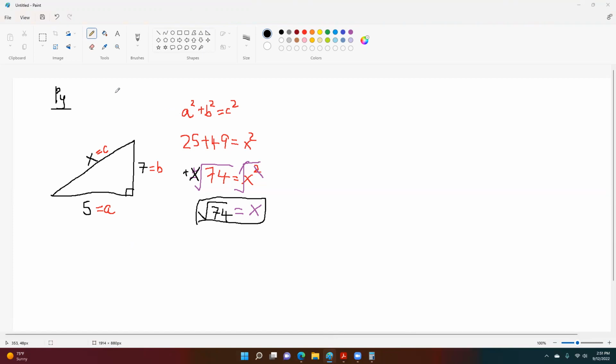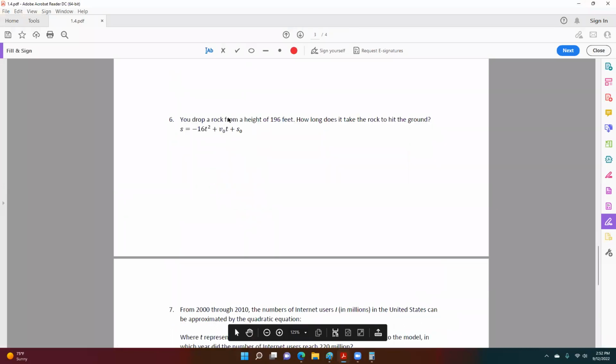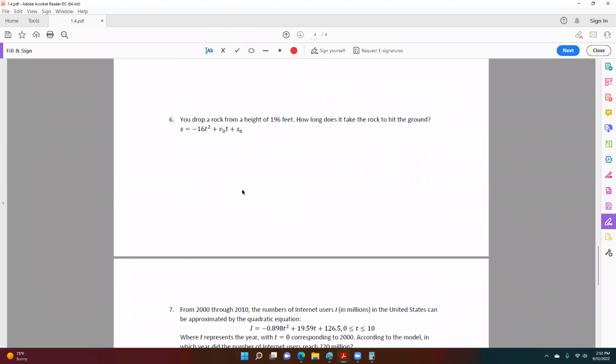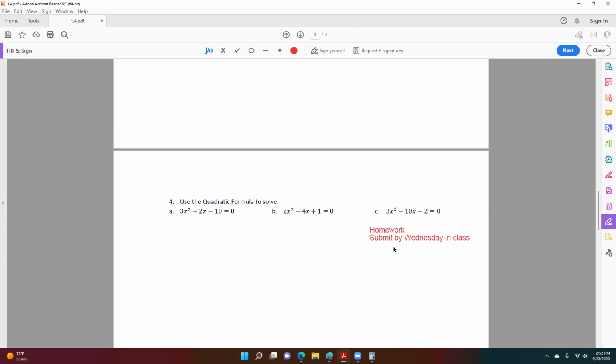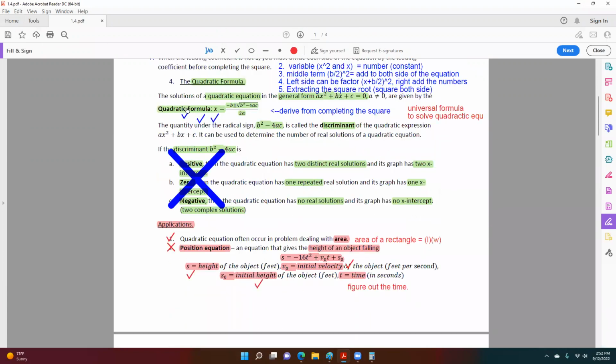It's very important. When you come to class on Wednesday, we will continue with this section. We still have 3 word problems left. One of them is talking about the rock dropping, and the other one is Pythagorean. This one is mostly word problems. And I still want you to do this homework, which is 4C. This is a super crucial, important class. If you don't know the quadratic formula, you probably will not do well in college algebra, because this is one of the most basic formulas that you need to know.